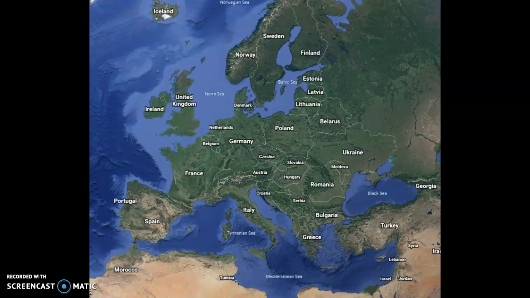Now just by looking at the shape of Europe, you can see that it's made up of many things. It's made up of some islands in different areas. There are lots of bodies of water, including the Pacific Ocean, the North Sea, the Baltic Sea, the Black Sea, and one of the largest, the Mediterranean Sea.